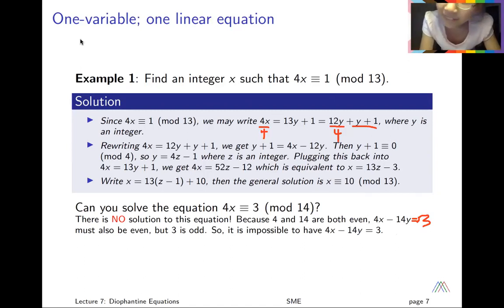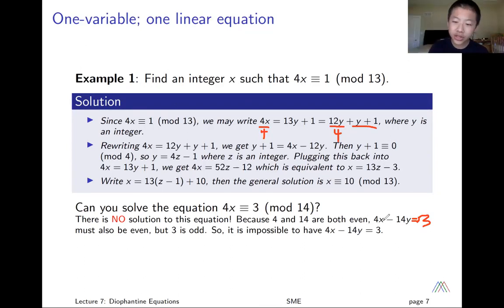Trick. Yeah. So how you make sure there is a solution is that you see the numbers 4 and 14 here. You find the greatest common factor, and you see if 3 is a multiple of that. The greatest common factor between 4 and 14 is 2, but 3 is not a multiple of 2, so there is no solution. Next slide.